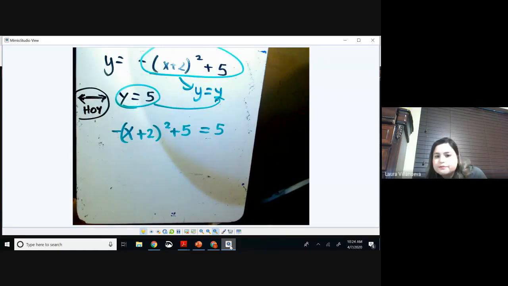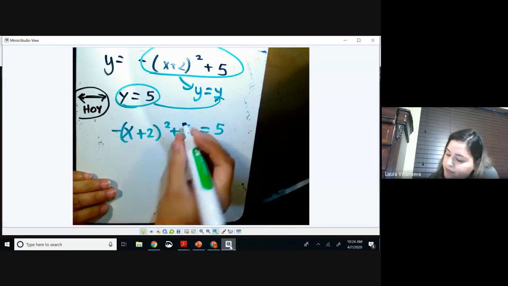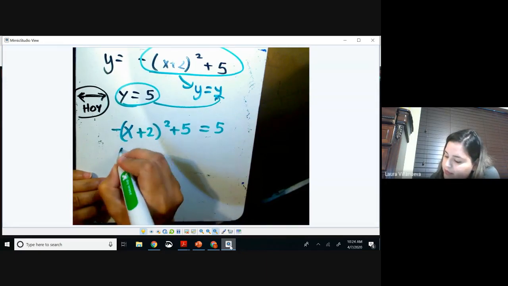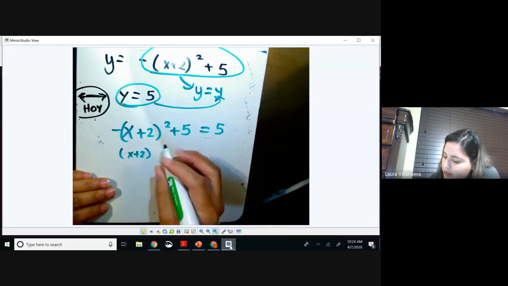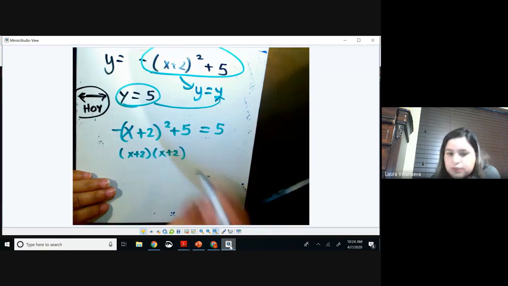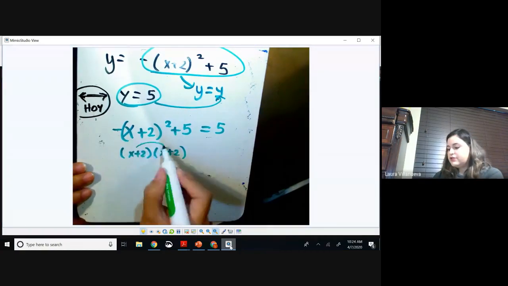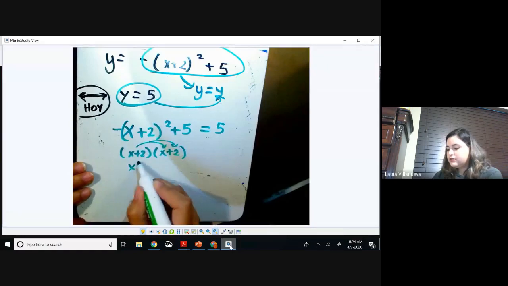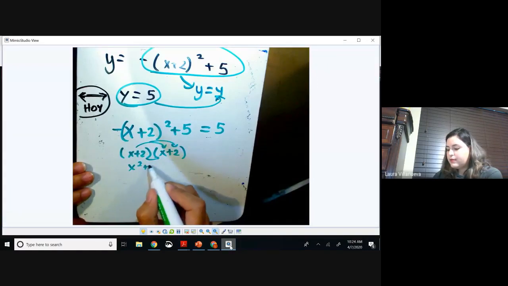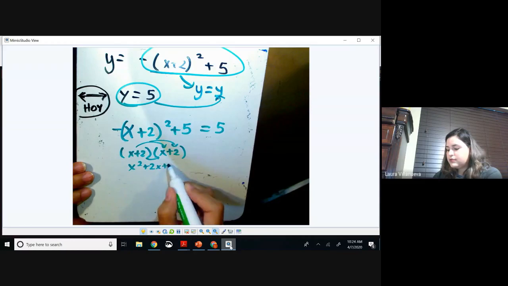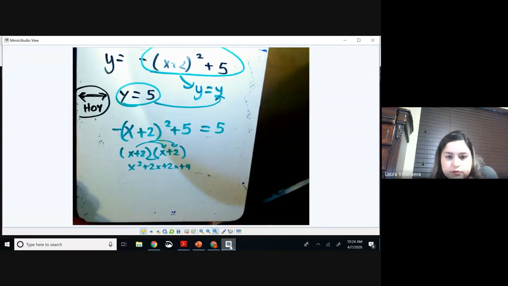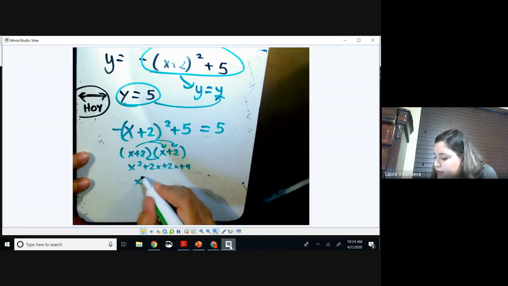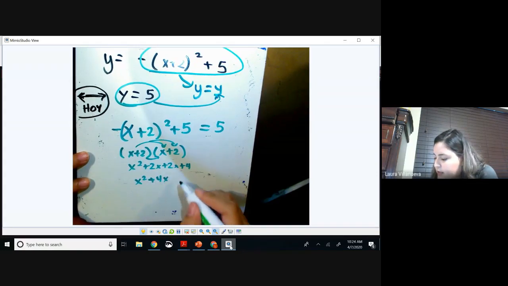So then I'm going to move this (x plus 2) squared. Remember that this means x plus 2 times x plus 2. And you're going to multiply. You should already know how to do this, right? x squared plus 2x plus 2x plus 4. So then this will be x squared plus 4x plus 4.